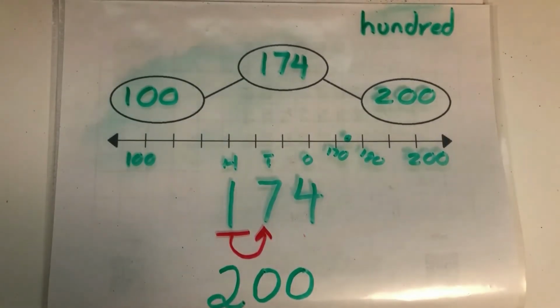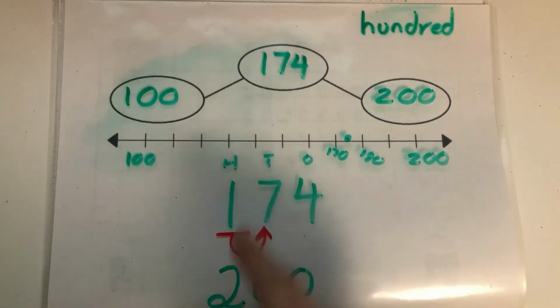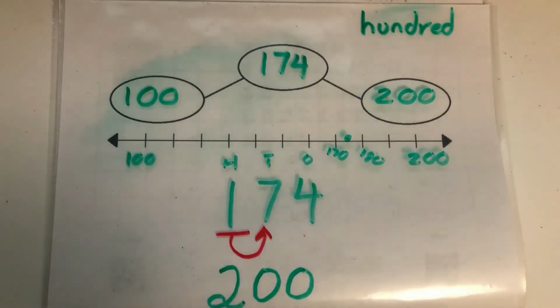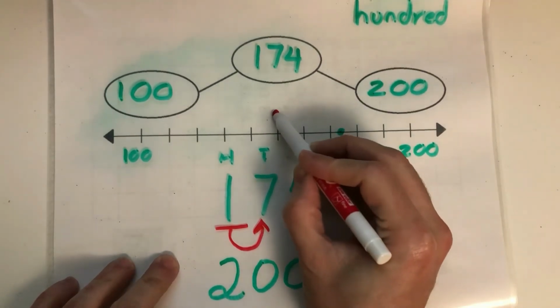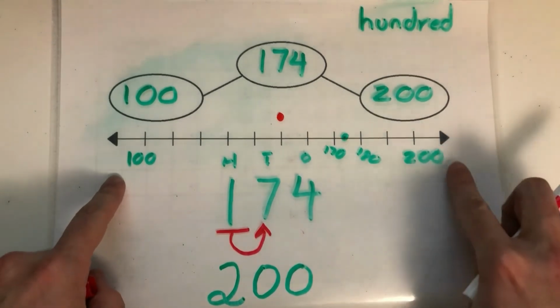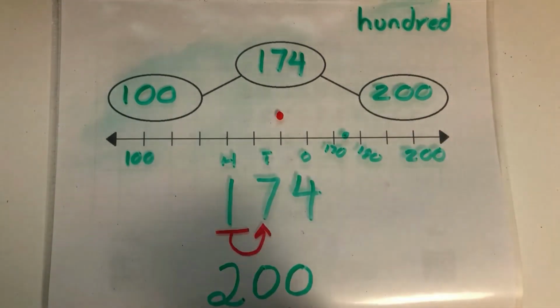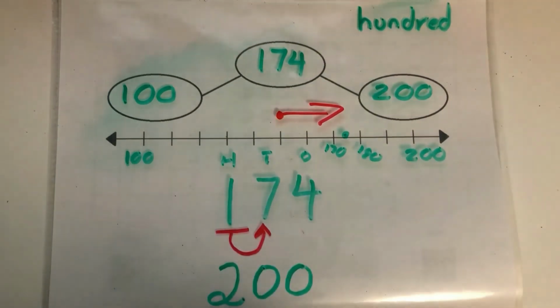Last piece of information. If when you are using the number line, you have a dot right in the middle of the number line, it is just as close to the left as to the right. If it's right in the middle, you always round up.